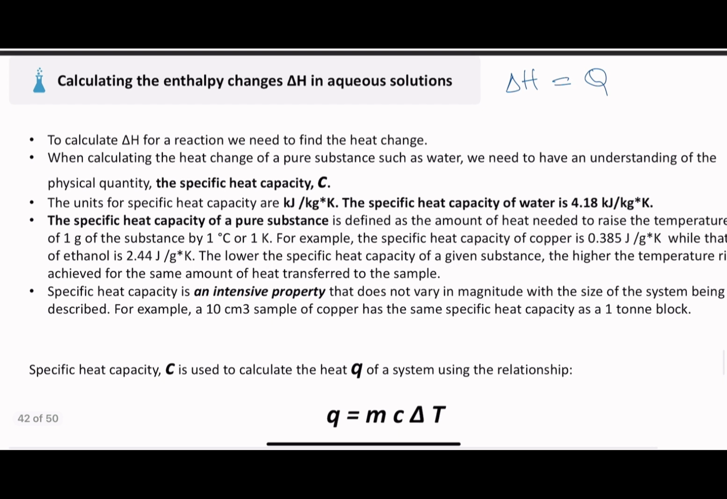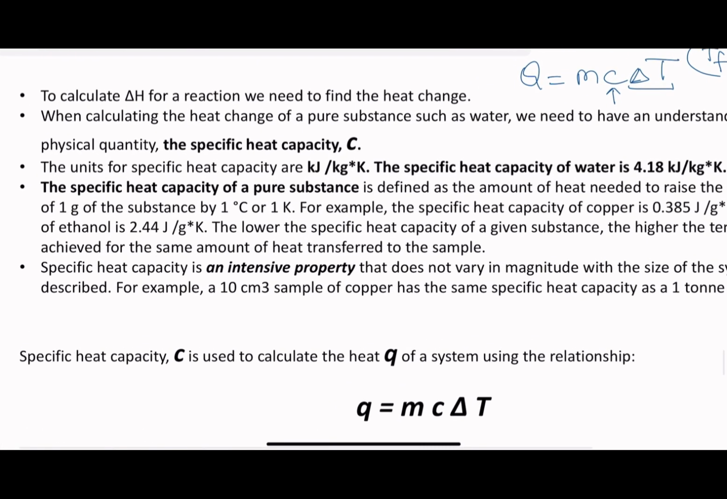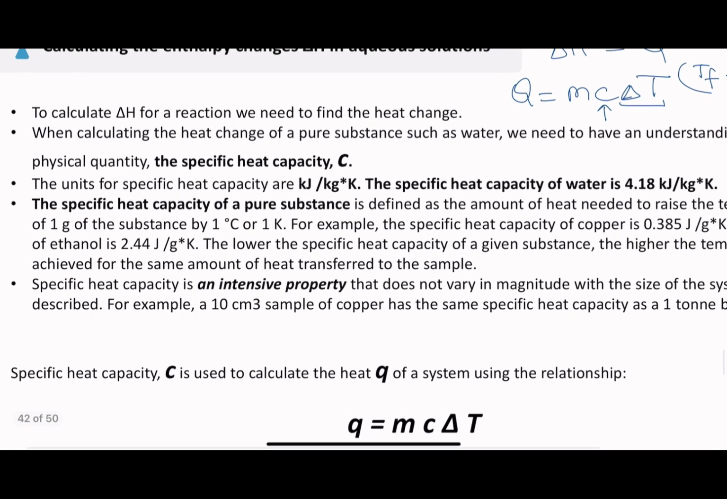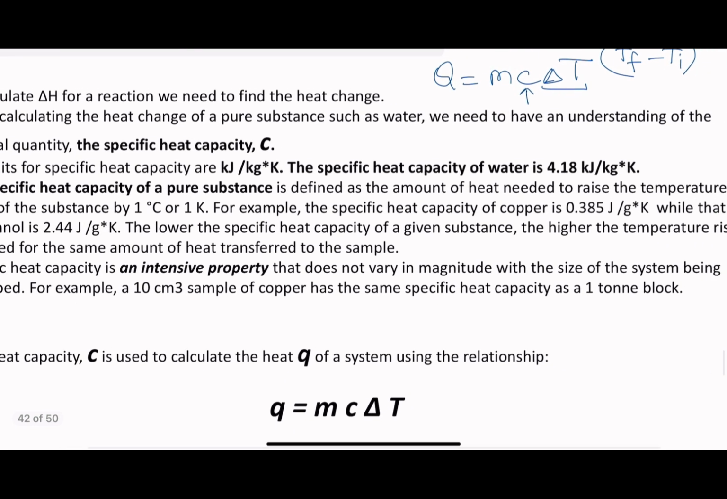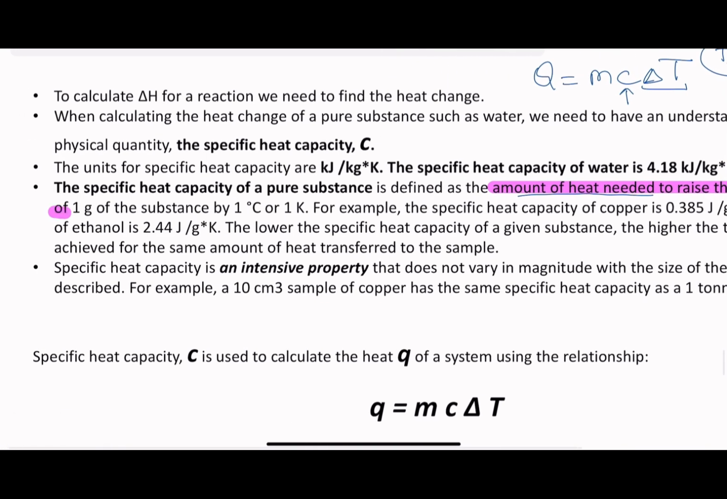So now when we talked about enthalpy change, we talked about heat. Now, what is the heat? Heat equals, the formula is mc delta T. M is the mass, C is the specific heat capacity, and delta T is the temperature difference, meaning T final minus T initial. Okay, so what is the specific heat capacity? Specific heat capacity is defined as the amount of heat needed to raise the temperature of 1 gram of substance by 1 degree Celsius or 1 Kelvin.